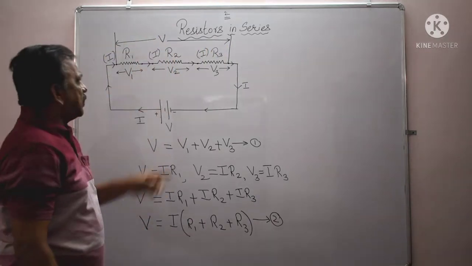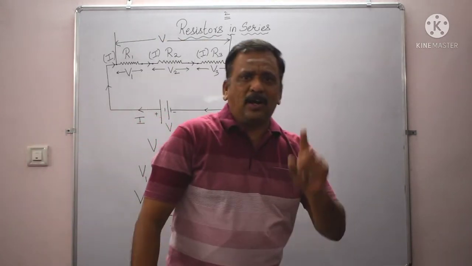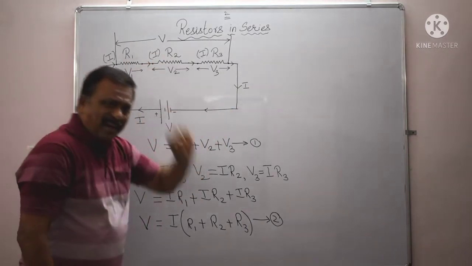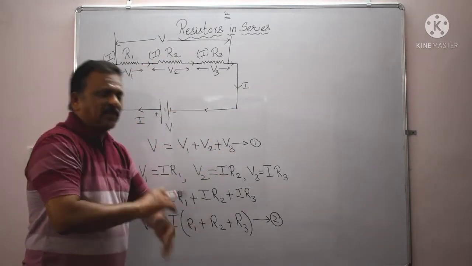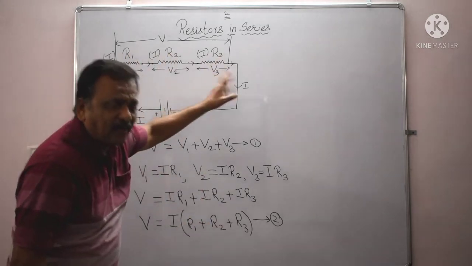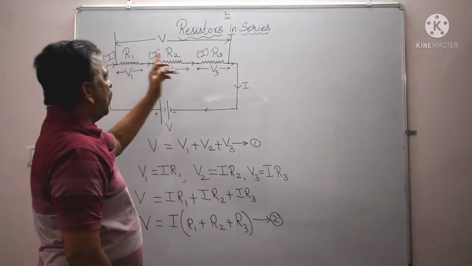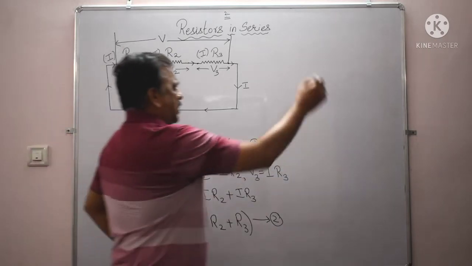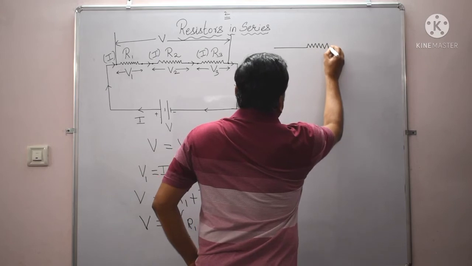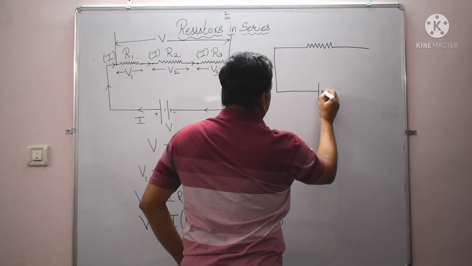So I can take V as the total voltage across the combination of R1, R2 and R3, or the resultant resistance, net resistance, total resistance, or effective resistance of R1, R2 and R3. So if I redraw this circuit, replacing R1, R2, R3 by the effective resistance, I will get something like this, and I am going to connect it with the same battery.